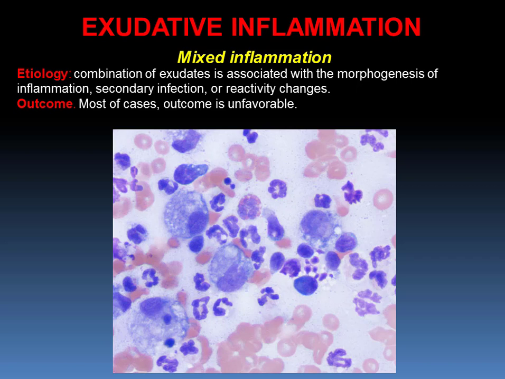Morphologically, it is a combination of features of different types of inflammation. Outcome can be favorable, but in the majority of cases it is unfavorable because a few types of inflammation complicate one another.